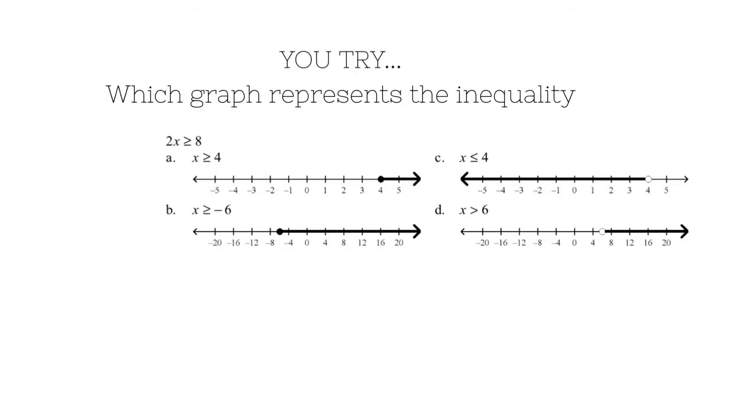So you try this one. Which graph represents the inequality 2x is greater than or equal to 8? So to solve this one, I would have to divide both sides by 2. That gives me x is greater than or equal to 4, which would be letter A.